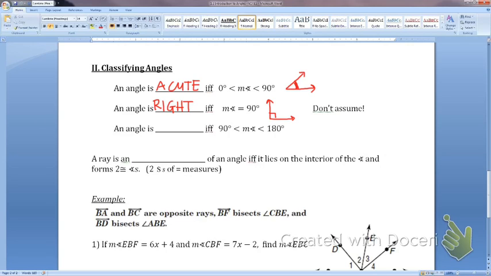Okay, and then the last thing is an angle is called obtuse if it is between 90 and 180. So it's going to be greater than 90. So it might look something like this, because right here would be a right angle, right? We can see that a right angle, it's less than, so it's acute, and then down here it's greater than, so it's obtuse.